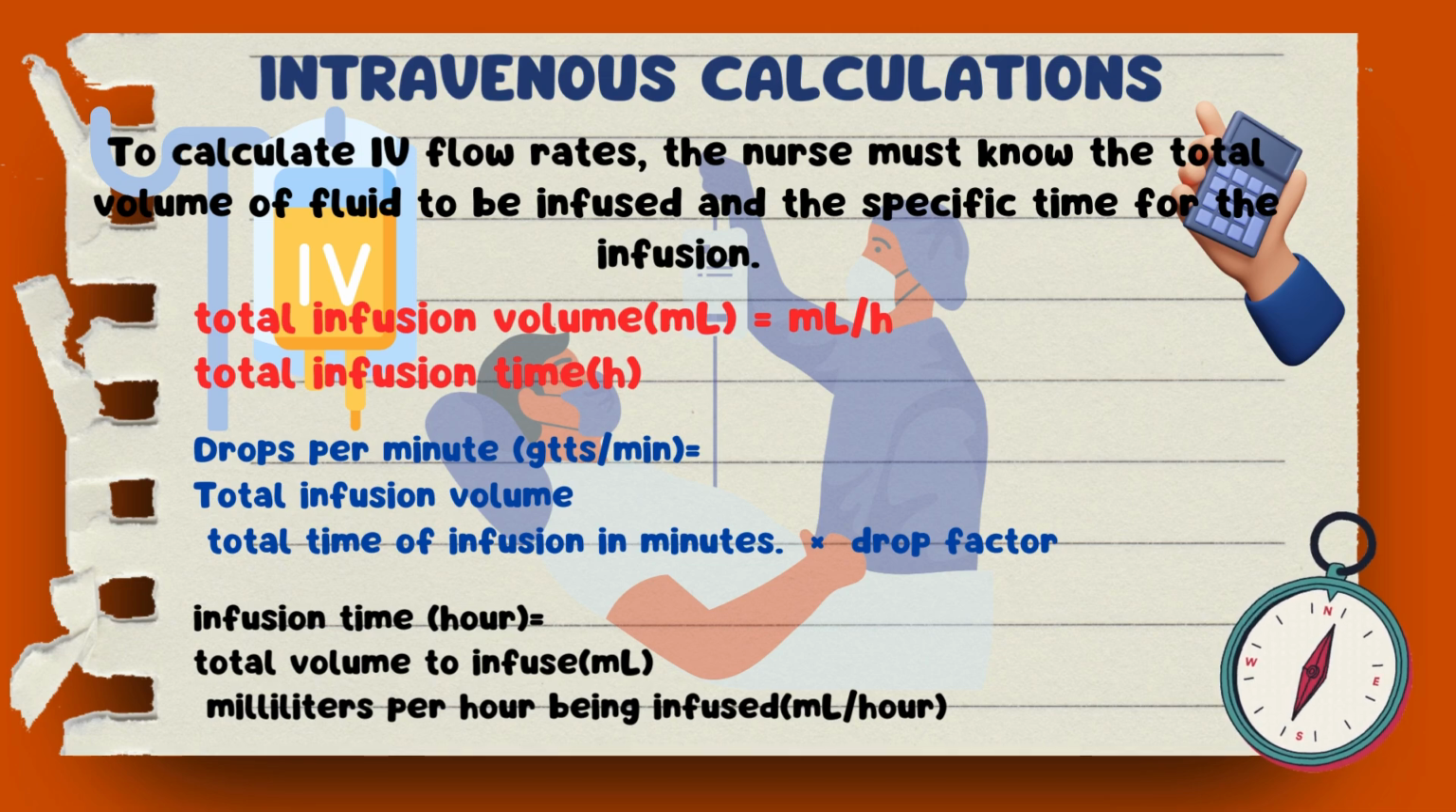First, calculating the ml per hour. The total infusion volume in ml is divided by the total infusion time in hours. Second, calculating drops per minute. The total infusion volume in ml is divided by the total time of infusion in minutes and multiplied by the given drop factor. Third, calculating the infusion time: the total volume to infuse in ml divided by the milliliters per hour.